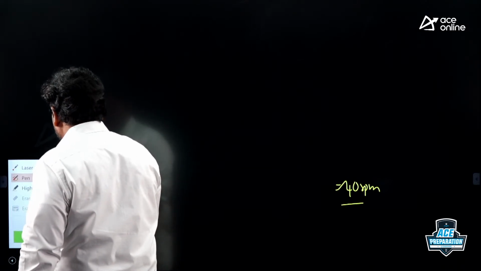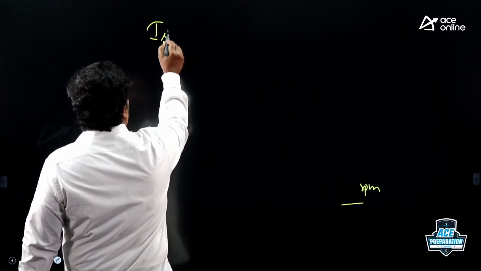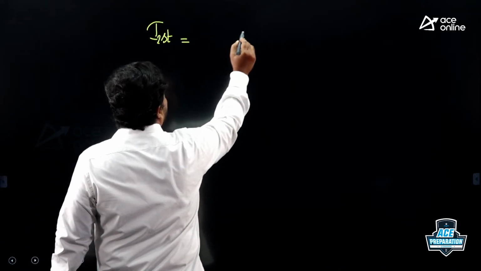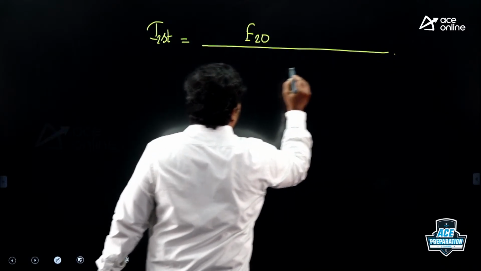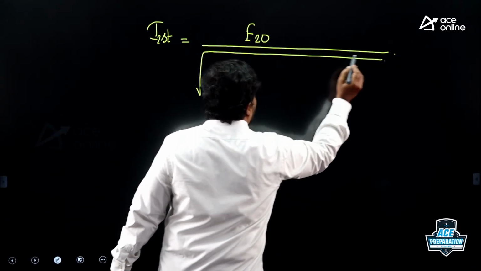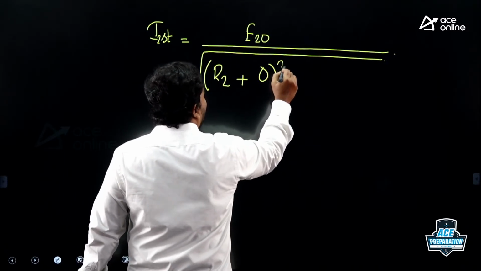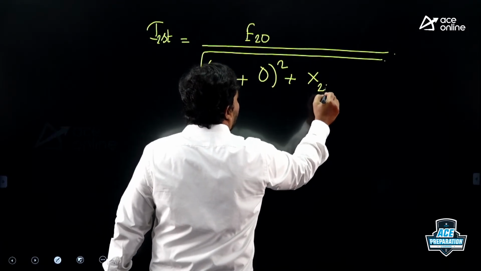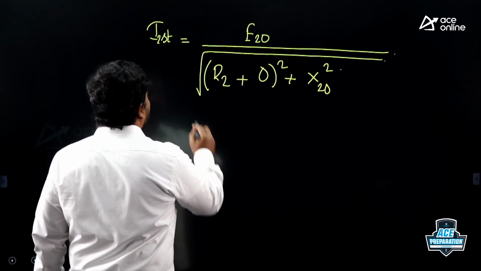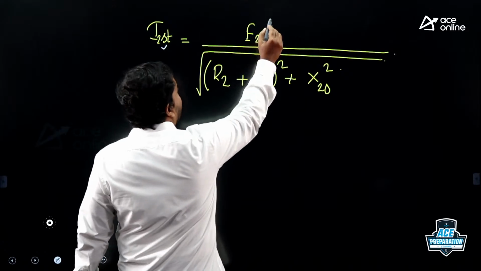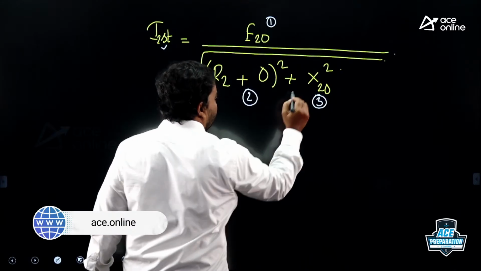If you see this starting current equation, rotor current I start is equal to E2 naught by square root of (R2 plus 0) whole square plus X2 naught square. So by looking into this equation, one can say that the starting current can be controlled by E2 naught, by rotor circuit resistance, or by leakages.